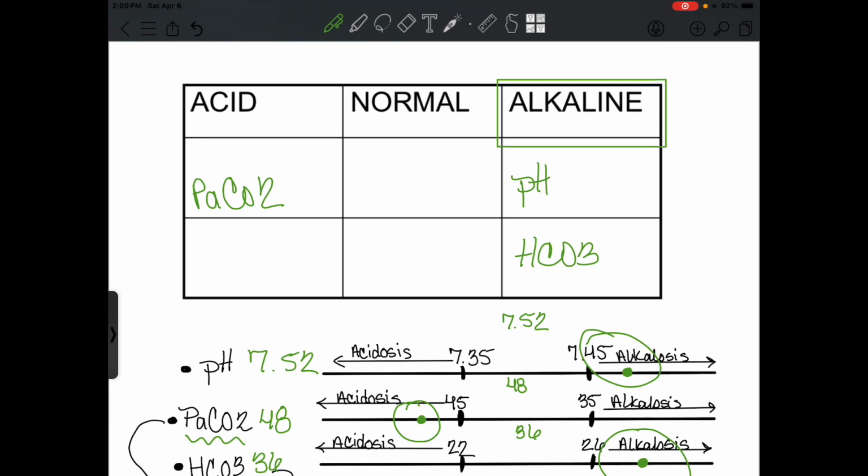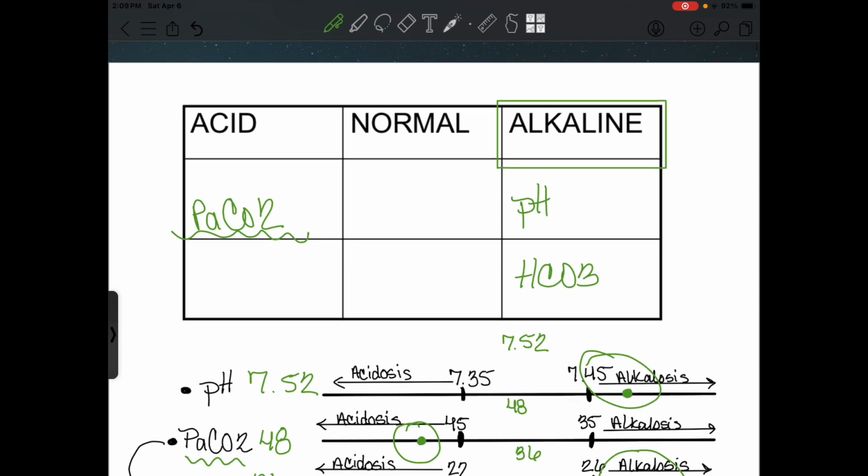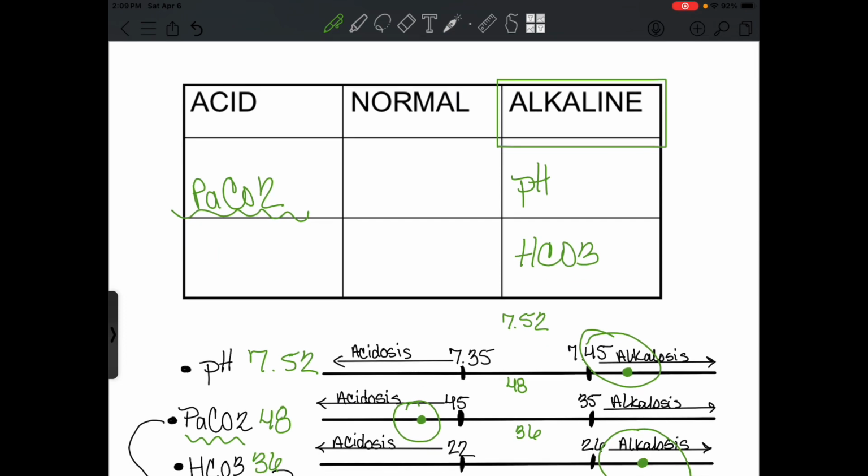Now this PaCO2 is all the way over here on acid, so I know that it's kicking in to do what it needs to do. But it's only partially compensated because what makes the difference is this pH right here. If the pH was here on normal, then I know that it is completely compensated because it has brought my pH back to normal. But for the problem, the PaCO2 is under the acid and the pH and HCO3 are under alkaline.